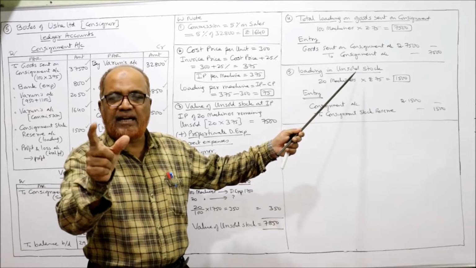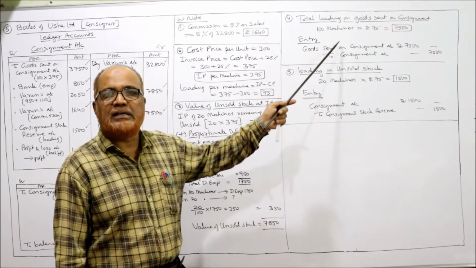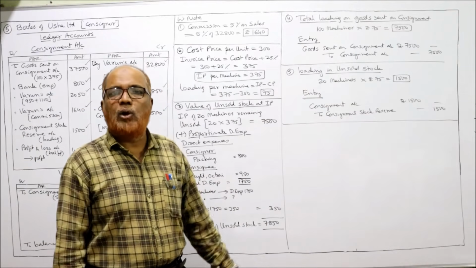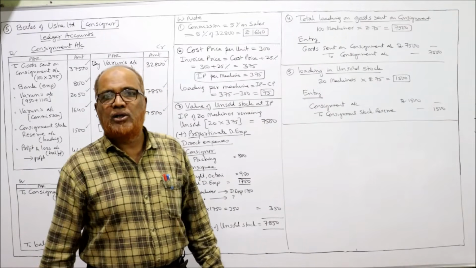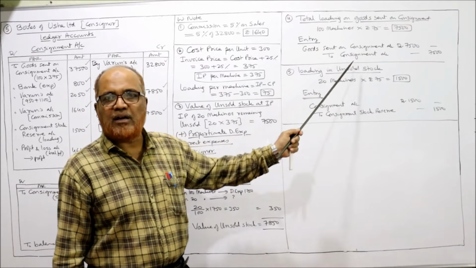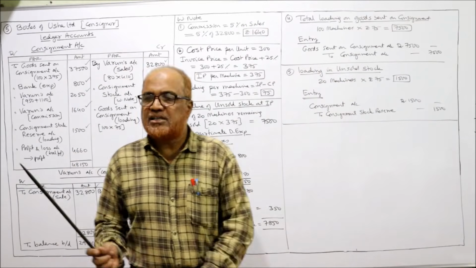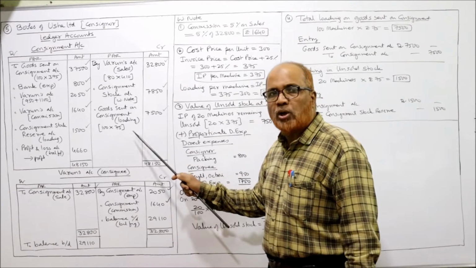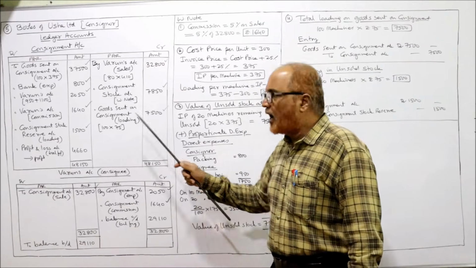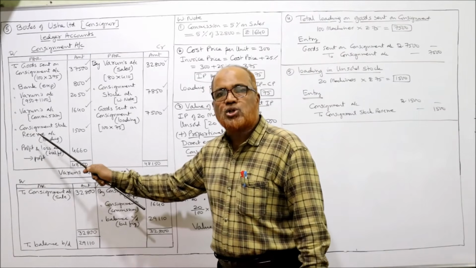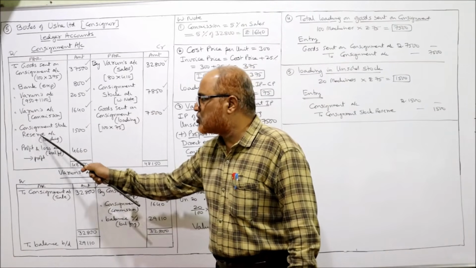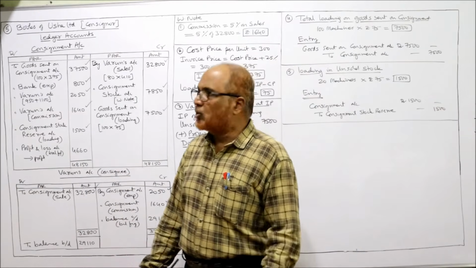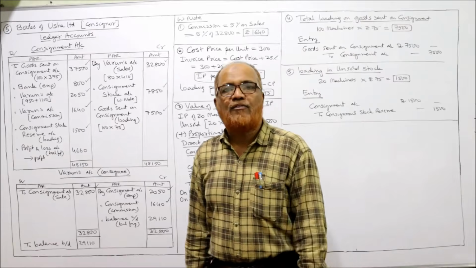Whenever goods are sent at invoice price, remember these two entries. First, we have to remove the loading in total goods. Second, remove the loading in unsold stock. So the entry is goods sent on consignment account debit to consignment. The consignment account credit side will take the total loading. And the loading in unsold stock will be taken on the debit side, consignment stock reserve, loading in unsold stock 15. That's all. So this is the end of problem number 5.